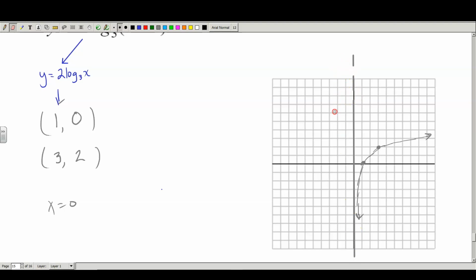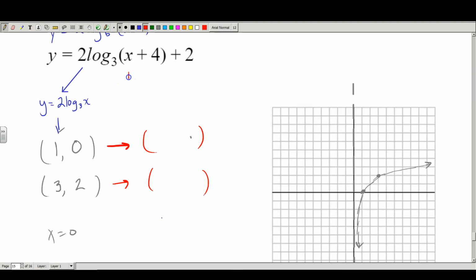Okay, now what do the h and the k value do to my graph? How does that translate the points? So now if I take these points and translate them using my h and my k value, I can see that my h value is -4. So h is -4. My k value is 2. So that's going to be a shift to the left 4 and up 2. So my x value is really going to be just subtracting 4. And my y value is going to be adding 2 to it.